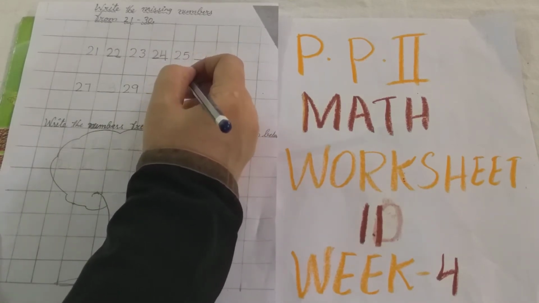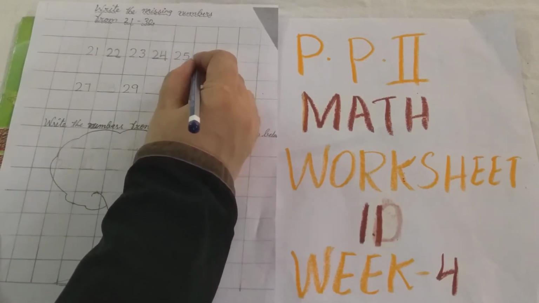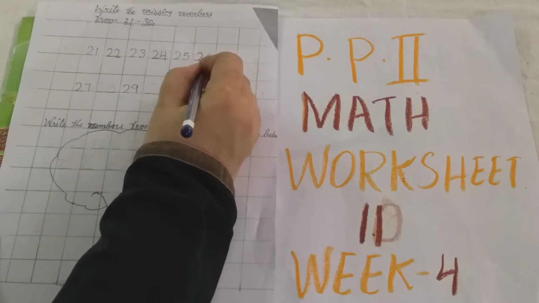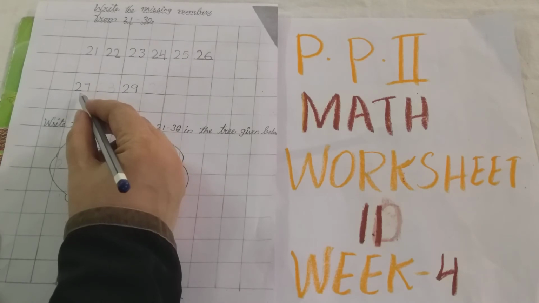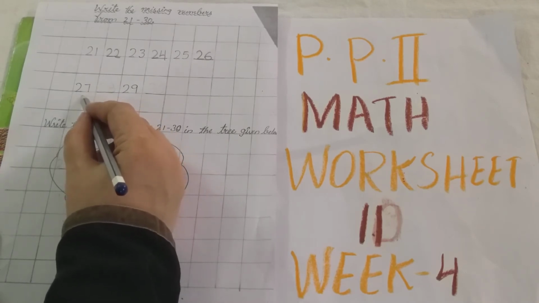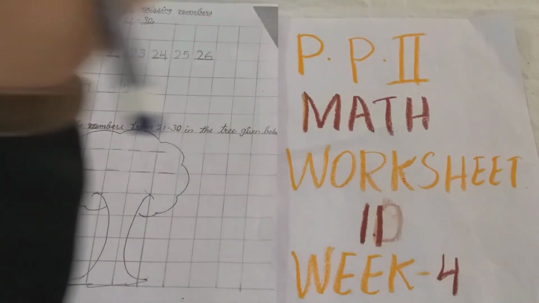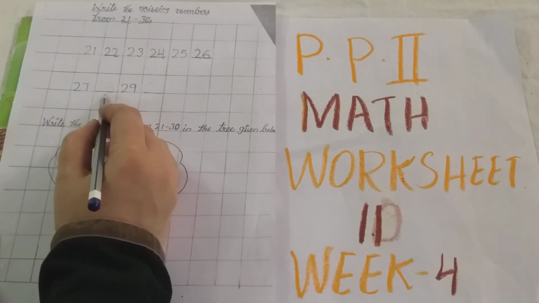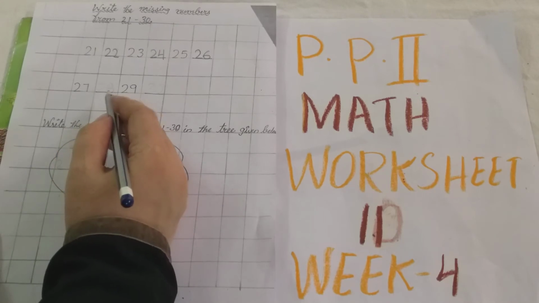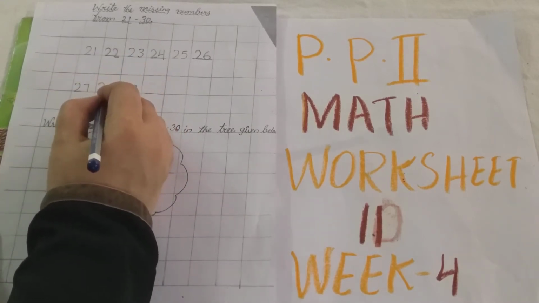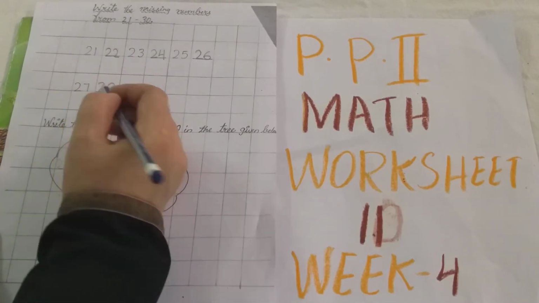After 25, which number should I write here? 2, 6, 26. Okay. Now 27 is already here. After 27, which number should I write here? 30, 40. No. I have to write here 2, 8, 28.